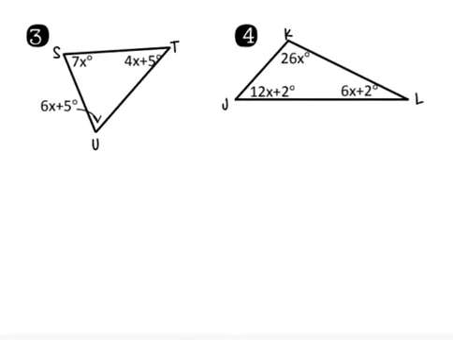Now on examples 3 and 4, I can see that I've got some stuff in my triangles, but this time I have variables in for my angles as well. So this doesn't change anything about the fact that all of my angles should add up to give me 180 degrees. So I'm going to say 7x plus 4x plus 5 plus 6x plus 5, and all three of those angles added together should give me 180.